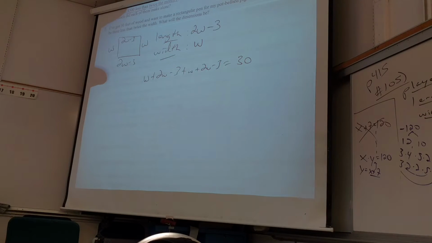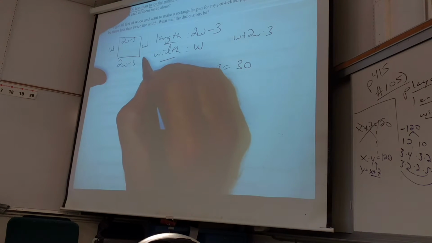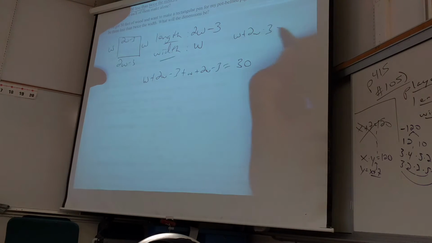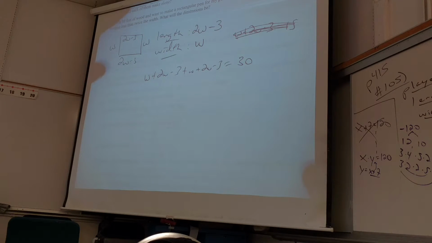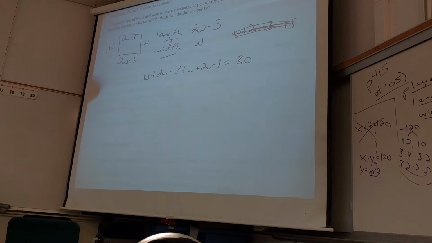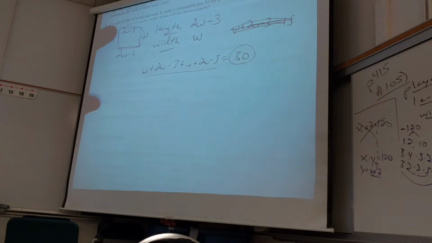Real quick side note. Here's how I do this problem. I do W plus 2W minus 3, and that's all I do. Because that's halfway, right? W plus 2W minus 3, isn't that halfway? So that should equal 15, because that's halfway. If you don't like that, don't do it. It's me. I'm going to do a lot of weird things, because I know a lot of weird math. So you don't have to do what I do. Just make sure you go all the way around if you're going to equal it to the whole perimeter.